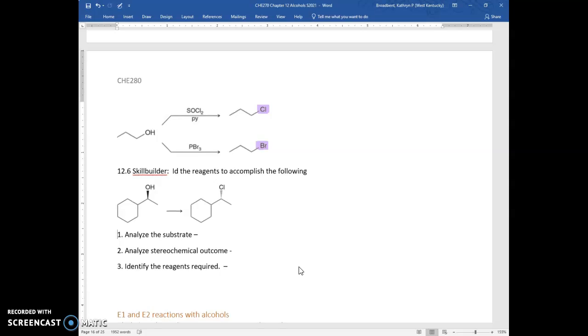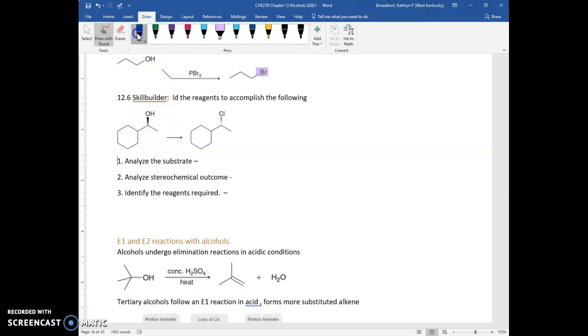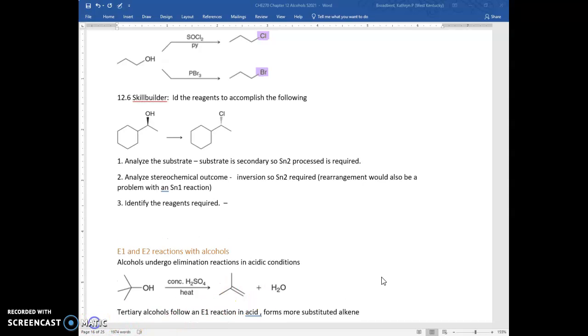Okay, so let's look at the skill builder and see how we're going to approach it. We're supposed to identify the reagents to accomplish the following. We'll want to analyze the substrate, then we'll want to analyze the stereochemical outcome, and then lastly we'll look at the reagents required. Our substrate here is secondary, so an SN2 process will be required. There is an inversion of configuration.